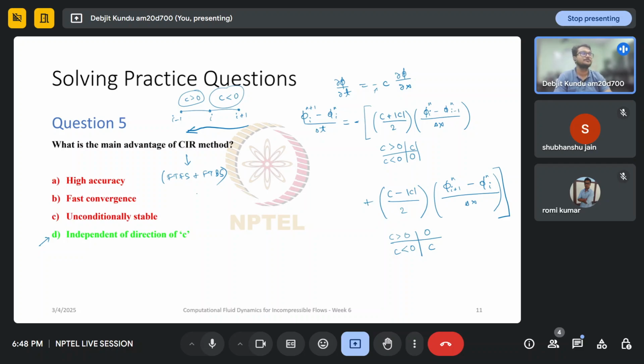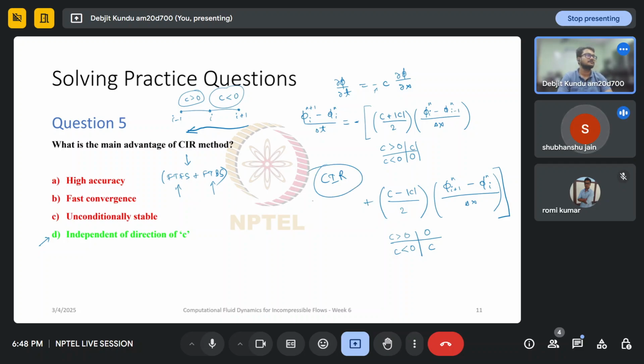So if you used only FTFS or FTBS, you needed to know what the value of C is. Then you have to pick, okay, then I'll pick the upwind scheme, and it should be FTFS or FTBS for that matter. But the CIR method combines both and makes it independent of the direction of C. Any direction you give me, I will give you the correct answer.